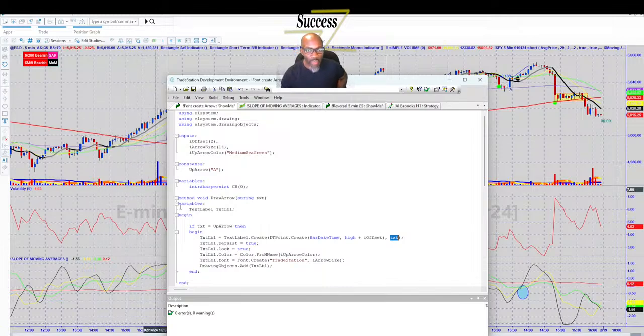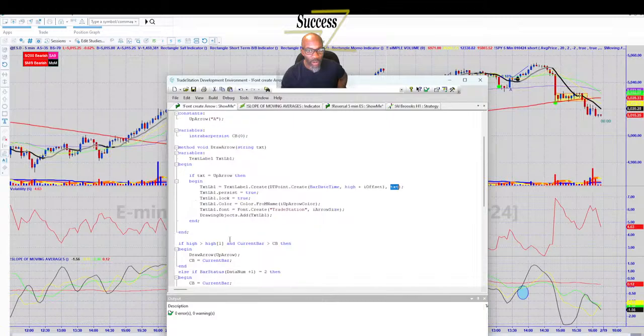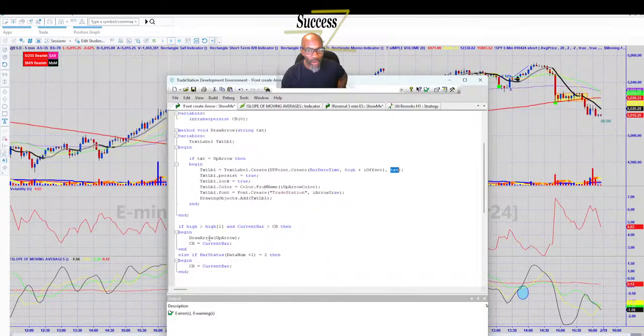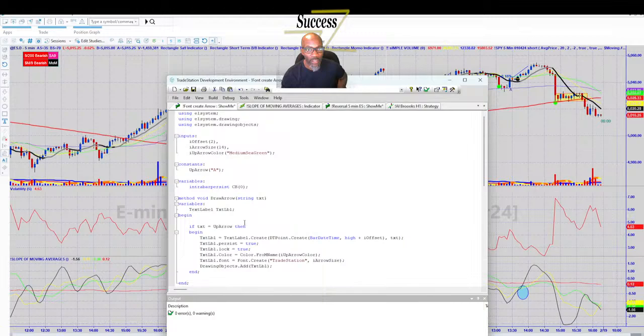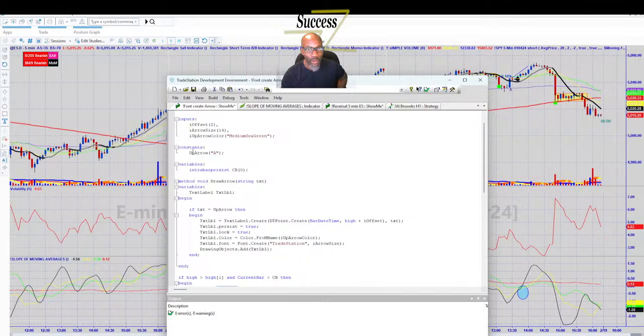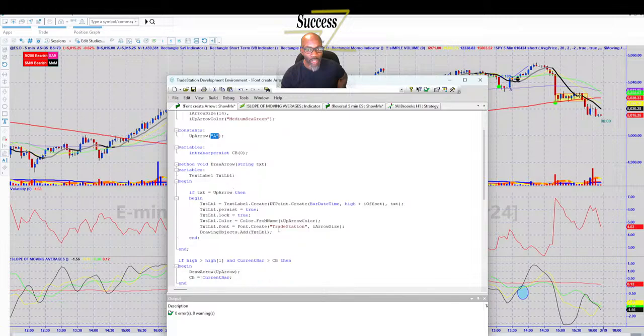Now, why did they do this as a method void arrow, and draw arrow, up arrow, draw arrow, up arrow goes is text. Up arrow is a constant. It's always going to be up arrow. It's not going to change, and it's going to be equal to the letter A.